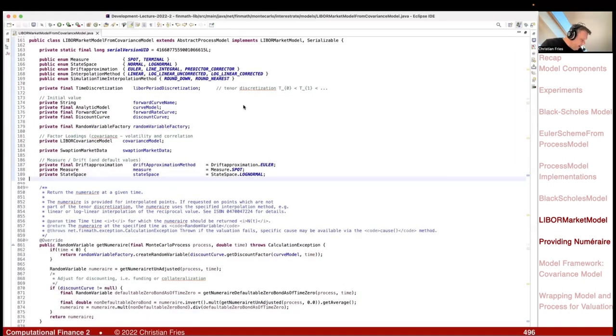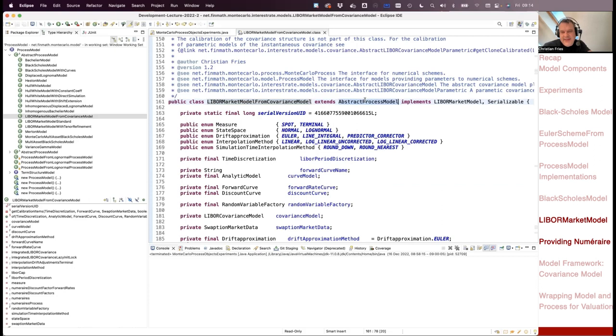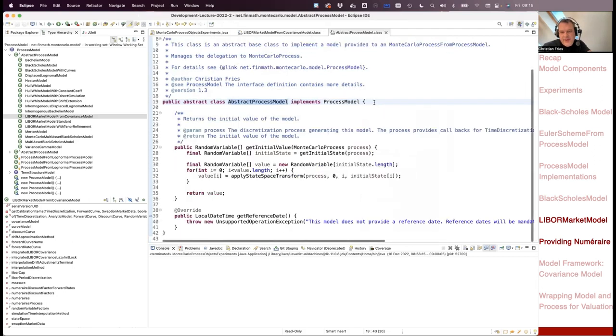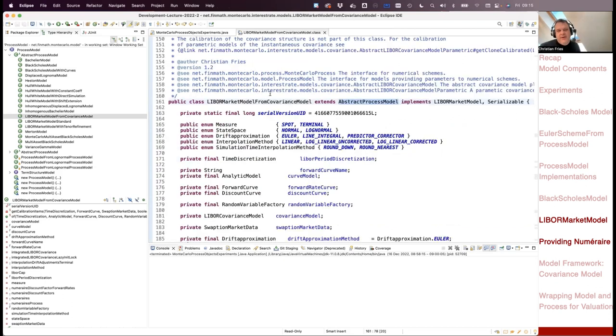So this here is our model. Yeah? So this is the implementation of the process model. You see it extends here abstract process model. So this is my LIBOR market model from covariance model, the guy that I like to discuss now with you. It extends here abstract process model. But if you look into that, it's just the interface process model and one additional convenient method that makes a vector out of the initial values. Okay, so that's the guy we would like to look at now.